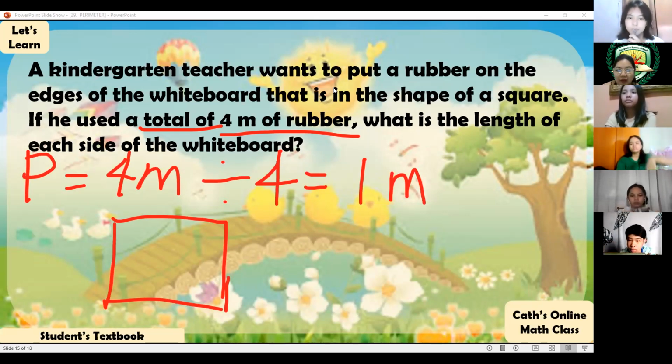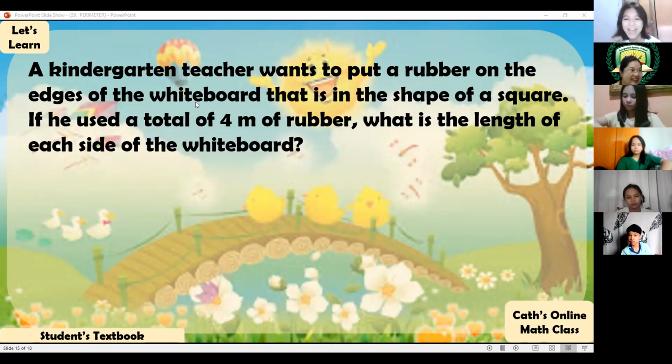O, naintindihan ba kung ba't naging 1 meter? Tinimes ko. Oo, ano, miss. Ay, nako. Nagets ko na.